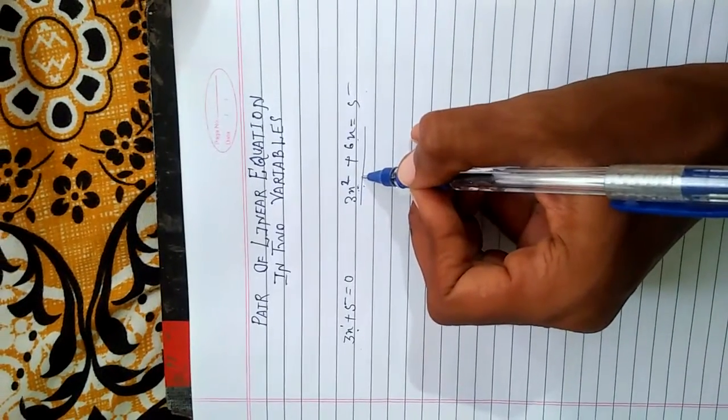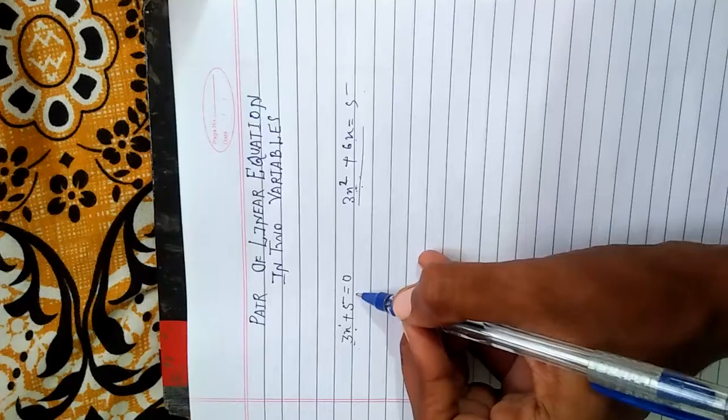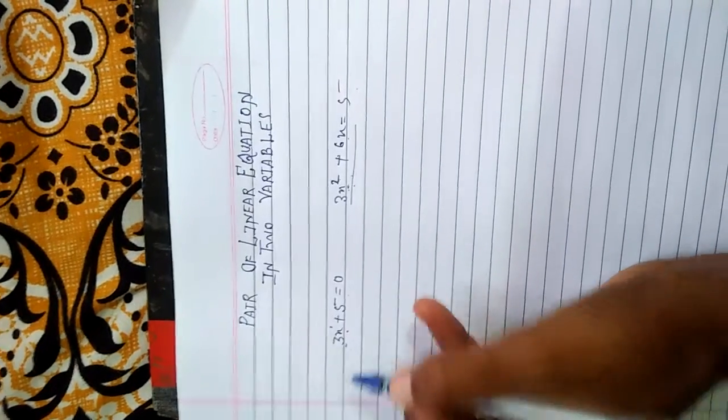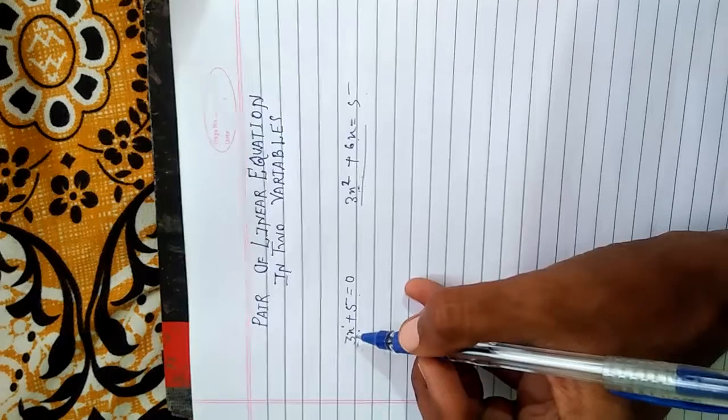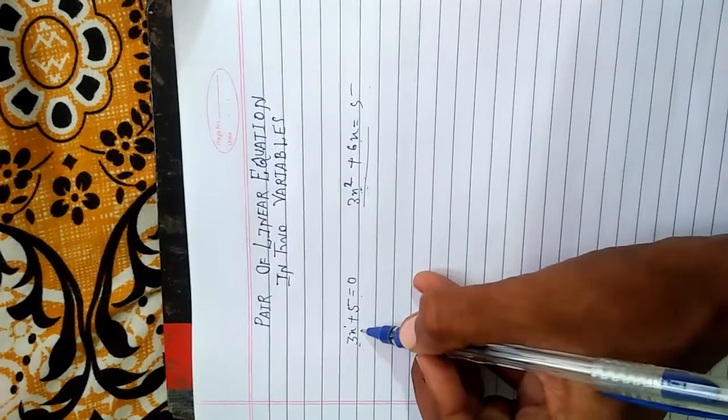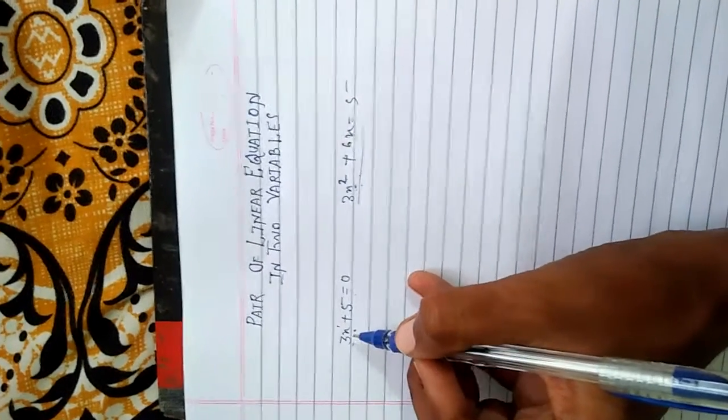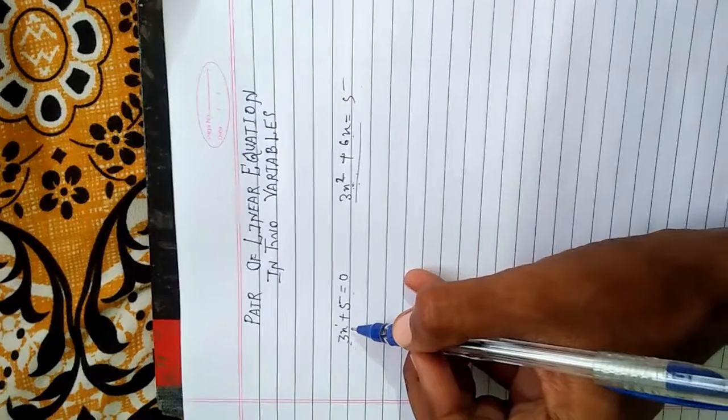This is a quadratic equation, but the earlier one is a linear equation. I hope you understand the linear equation. That means an equation in which the maximum power of the variable is 1 is called a linear equation.